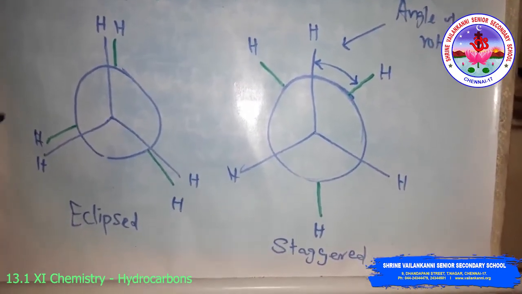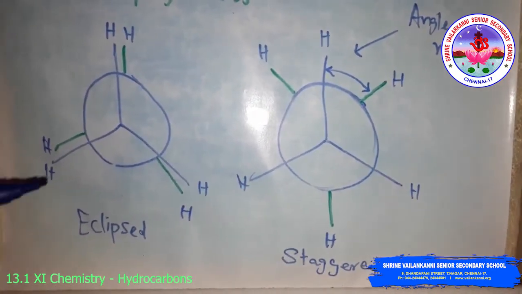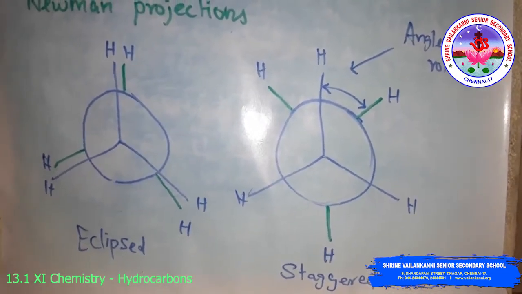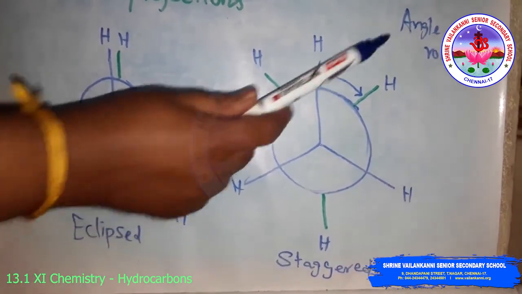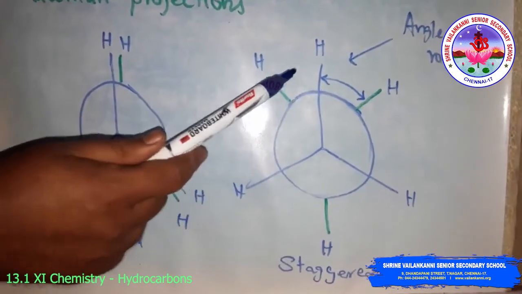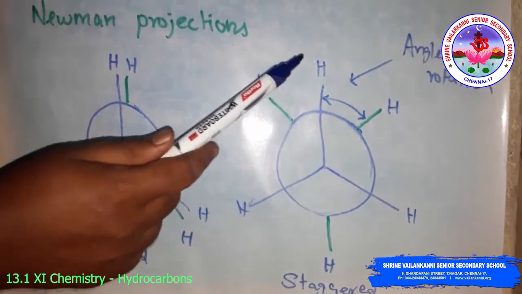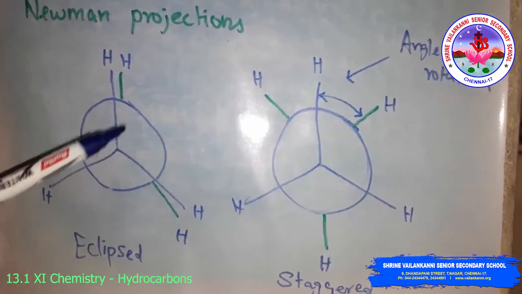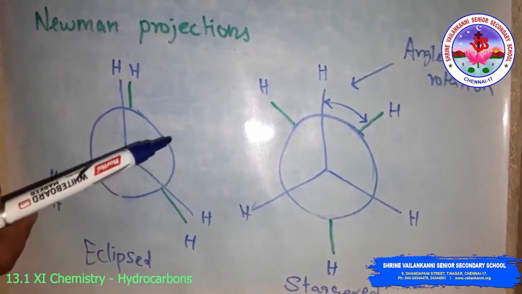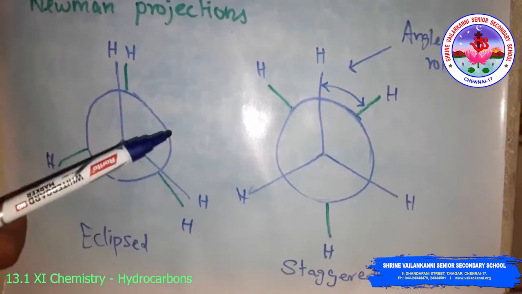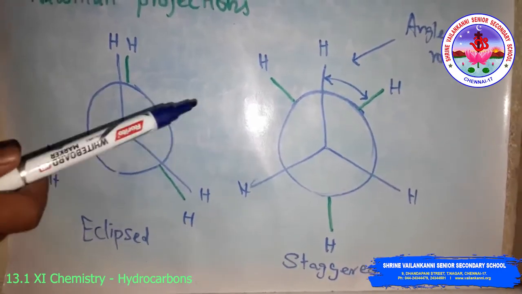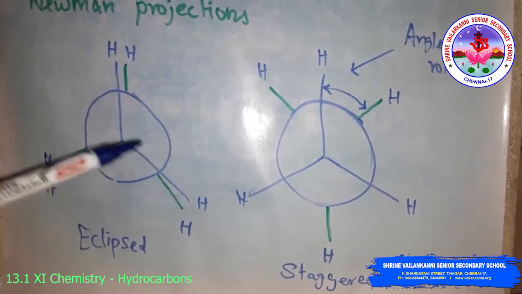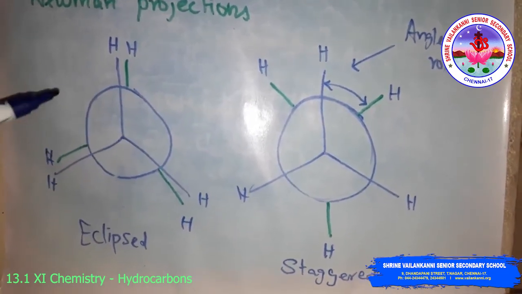The magnitude of torsional strain depends upon the angle of rotation about the carbon-carbon single bond. This angle is also called the dihedral angle or torsional angle. Of all the conformations of ethane, the staggered form has the least torsional strain, and the eclipsed form has the maximum torsional strain.